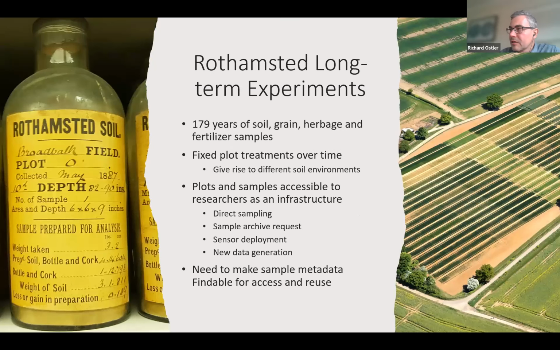And then the third one, which is our crown jewels really, is the Rothamsted long-term experiment. So we have 179 years of soil, grain, herbage, and fertilizer samples. The long-term experiments are a series of fixed, or permanent, plots, which receive the same treatments over time. This is quite important because it gives rise to quite different soil environments within the same geographic area. And again, we collect soil, grain, herbage, and fertilizer samples for these.